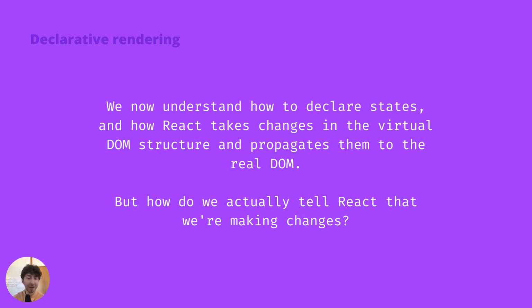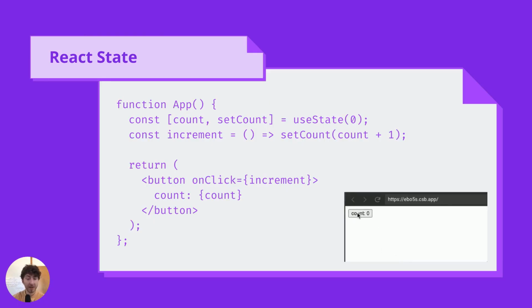But there's one final big missing piece of the puzzle in terms of having a framework that really behaves like React. And that piece is, how do we actually tell React that we're making changes? How do we tell it you're going to need to regenerate this component and compare the previous state and the new one? And the answer is that there is only one way in React to cause an update to happen to the UI. And that one way is called React state.